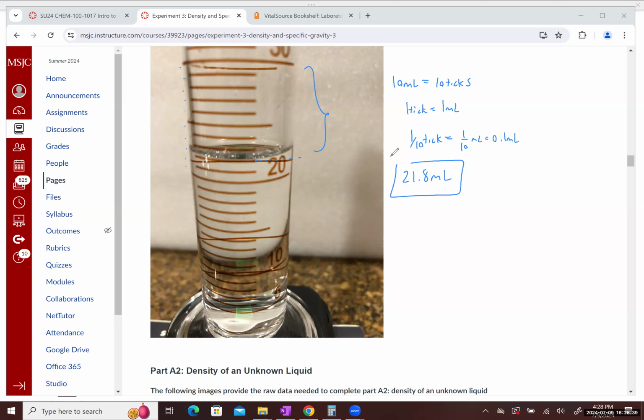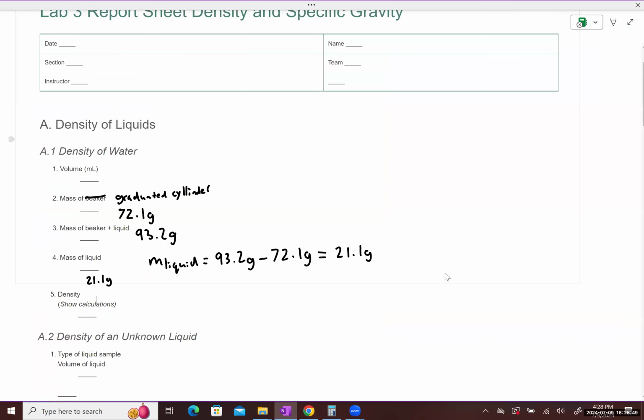So now that I have my volume reading for the volume of water in this graduated cylinder, I'm just going to transfer that data into my lab notebook. Let me just make sure I record this, 21.8, okay. Wonderful. So we have the volume, we have the mass of liquid.